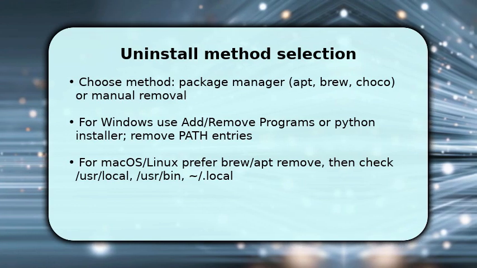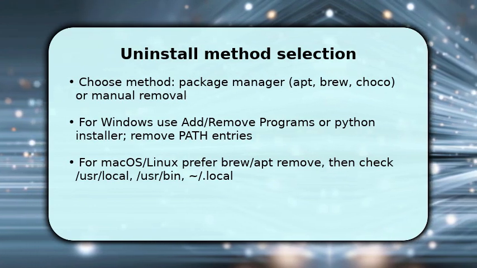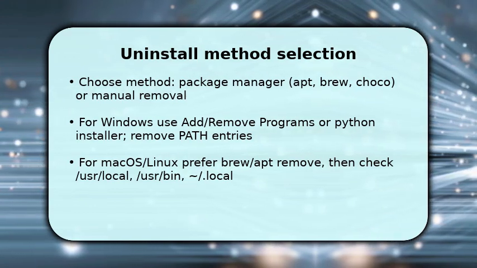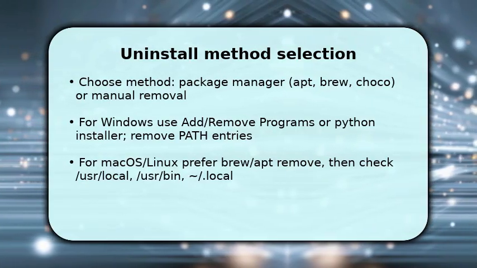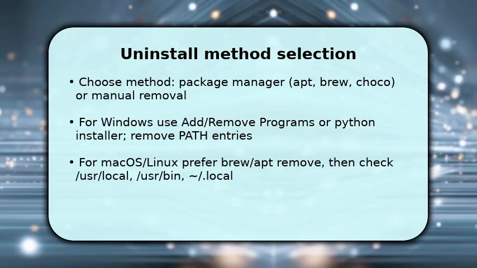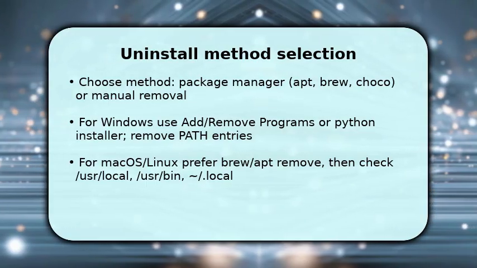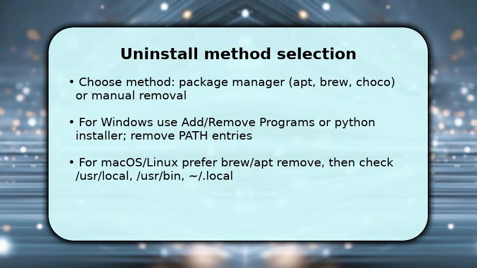If previously installed manually, remove the interpreter directories under /usr/local, /usr/bin, or ~/.local and update symlinks. After removal, verify with which python and which python3.